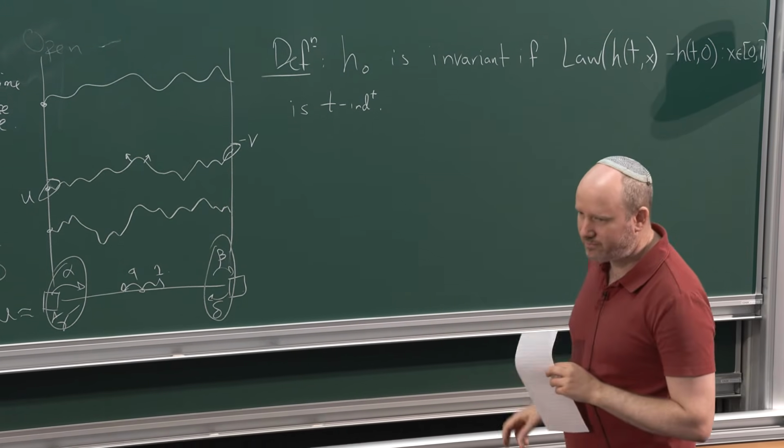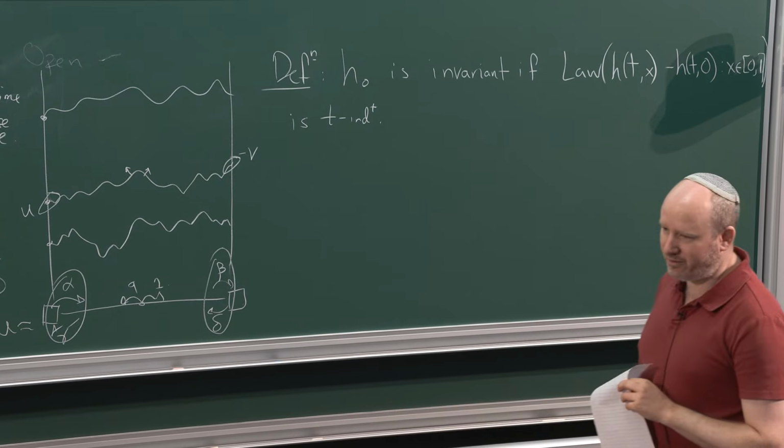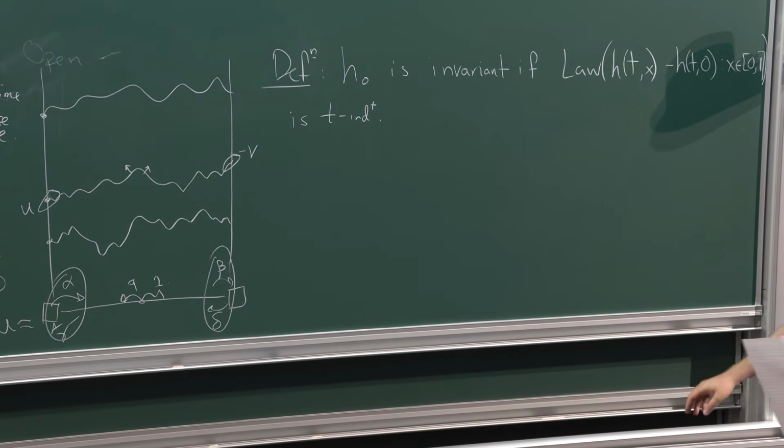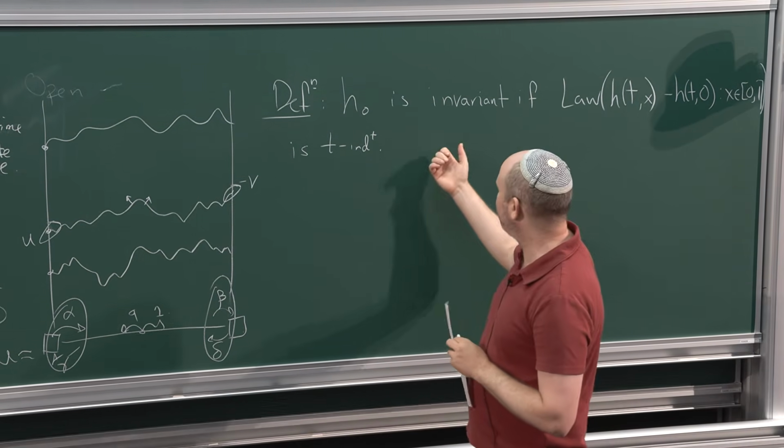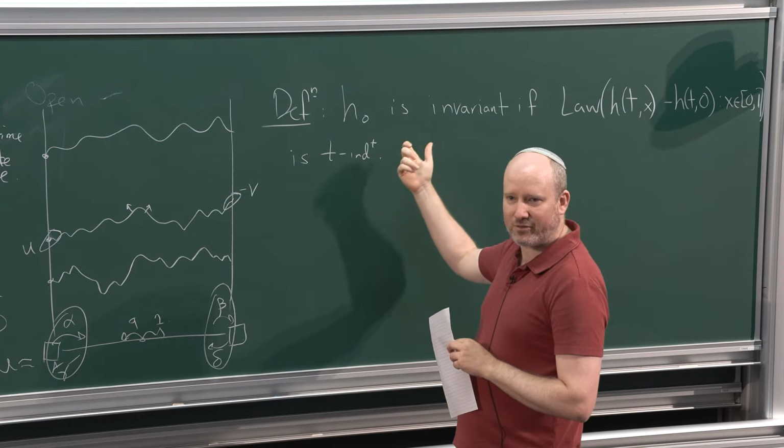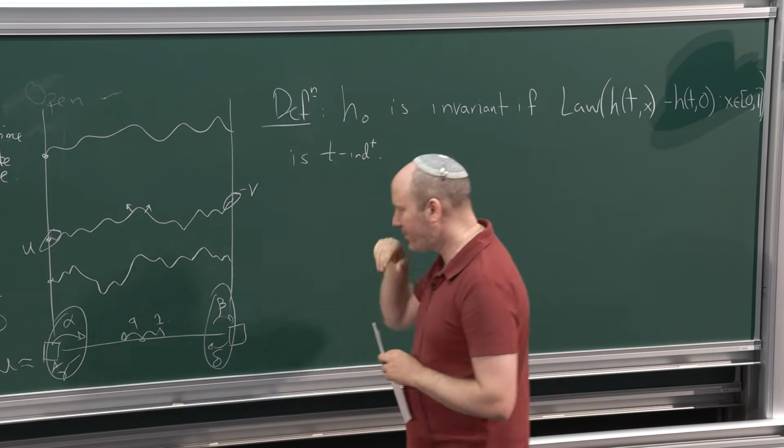This is the law as a process? As a process in x, yeah. So the entire process. And so, of course, the question is, first of all, are there invariant measures? And what are they?